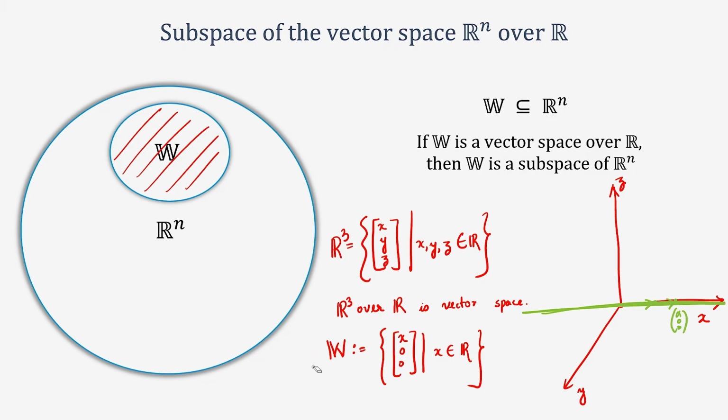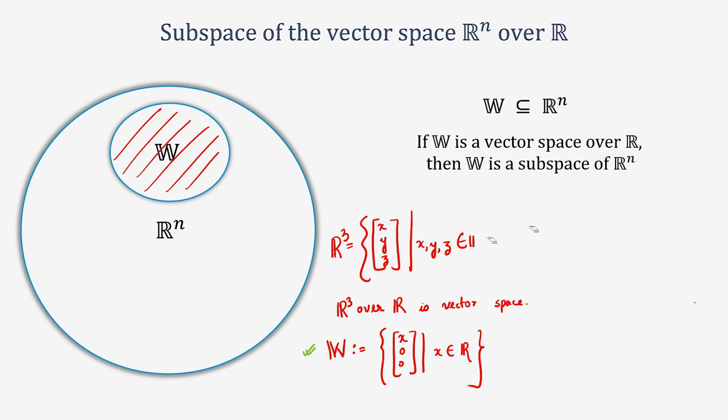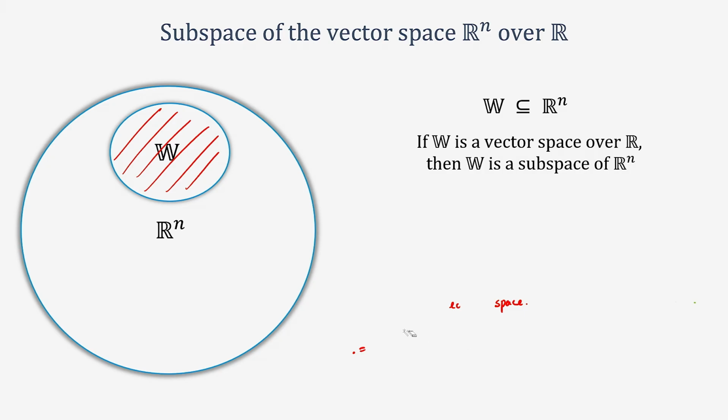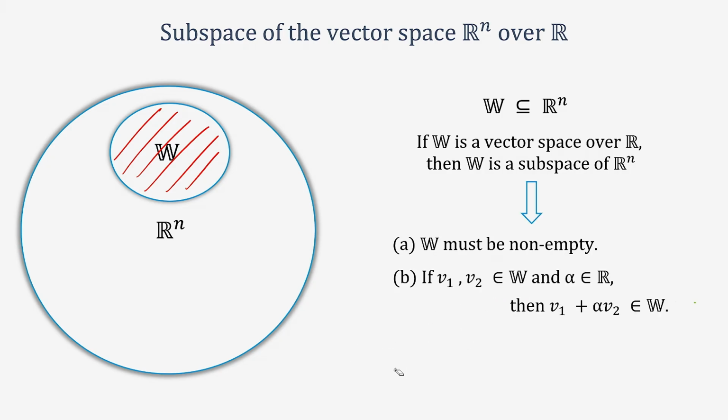Now notice that if you take two vectors here and add them up, you will get another vector here. If you take a vector here and multiply it with alpha, you will get another vector on this line itself. So it can be shown that this W is indeed a vector space. You can go ahead and show all 10 properties. But the good news is that to show something is a subspace of a vector space, you just have to check two properties.